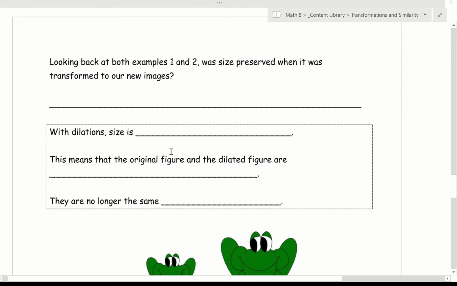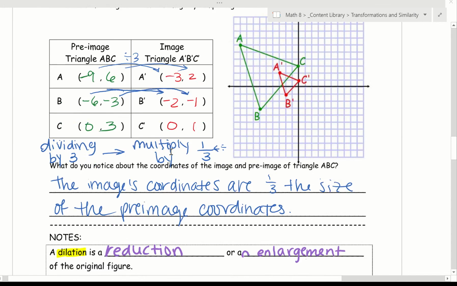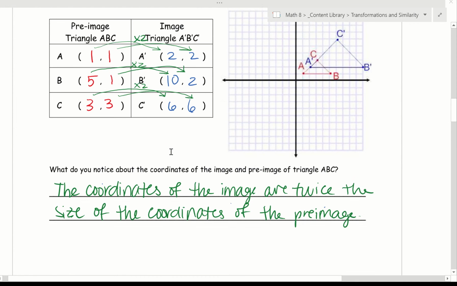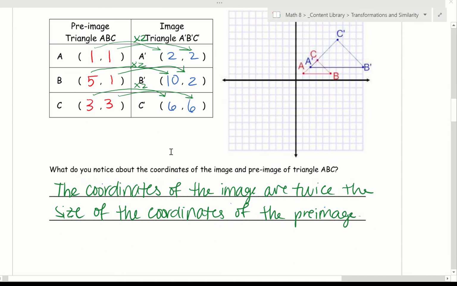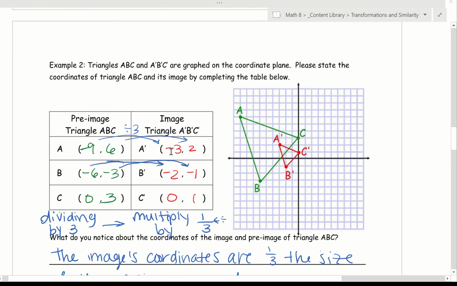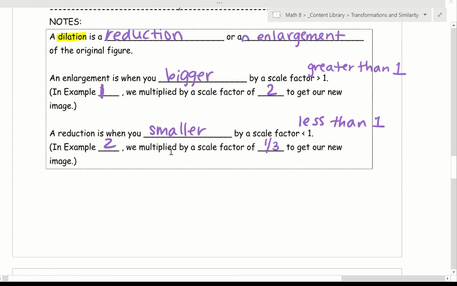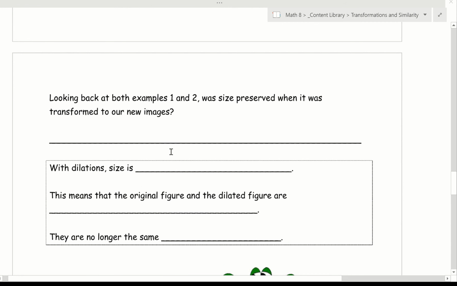Look back at our examples 1 and 2. Was size preserved when it was transformed to our new image? Let's see, example 1. Was size preserved? Is the red triangle the same size as the blue triangle? Obviously, it doesn't look anything like the same size. It's definitely the same shape, but not the same size. And example 2, is the red triangle the same size as the green triangle? No, they're the same shape, but they're not the same size. So, no.